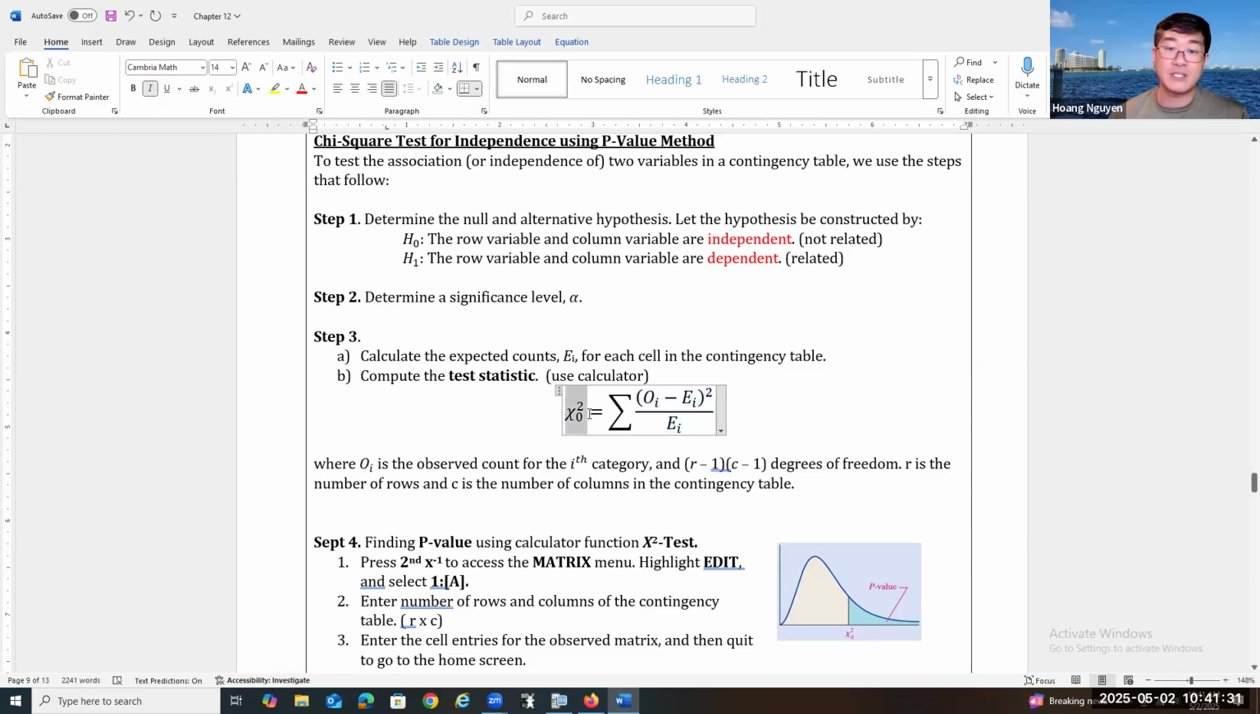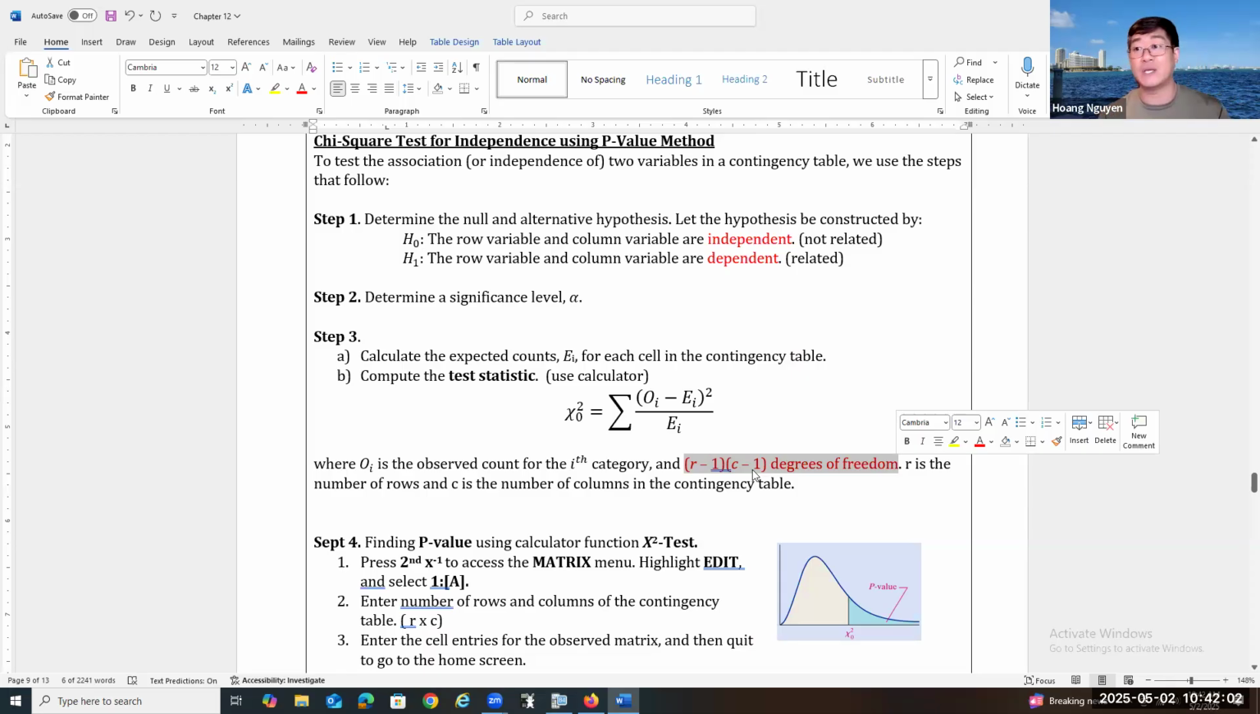Now, this is going to be the chi-square distribution, so we have to determine the degrees of freedom. So we've got two variables, row variable and column variable, right? So now how do we determine the degrees of freedom? We're going to take the number of rows minus 1 times the number of columns minus 1. That's going to be the degrees of freedom. So take the number of rows in the table minus 1, take the number of columns in the table minus 1, and multiply those two numbers together to get the degrees of freedom for the chi-square distribution.